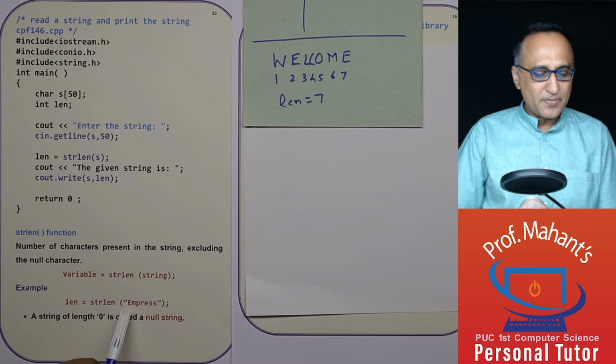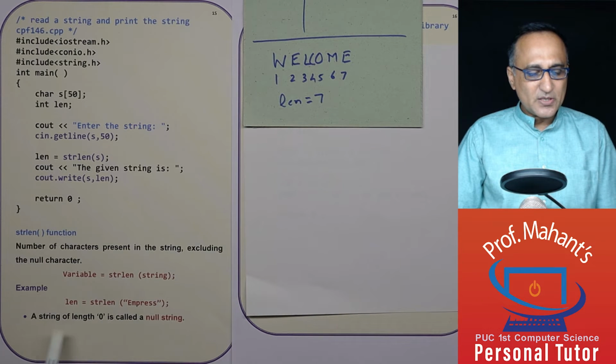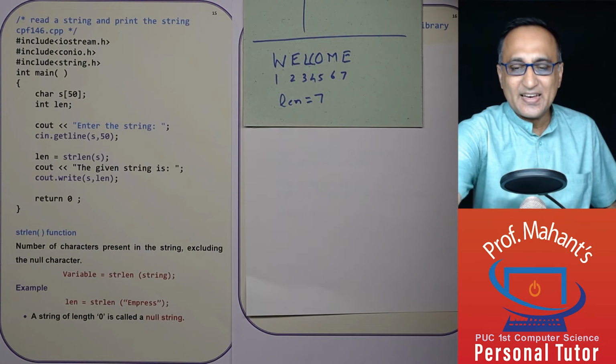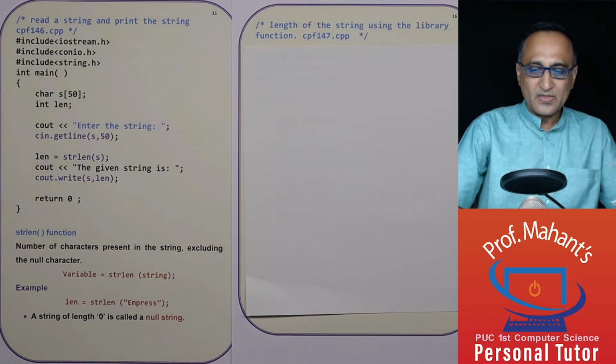So what is the length of empress? 1, 2, 3, 4, 5, 6, 7. So length will now contain the value 7. If I have a string of length 0, that is called the null or the empty string.